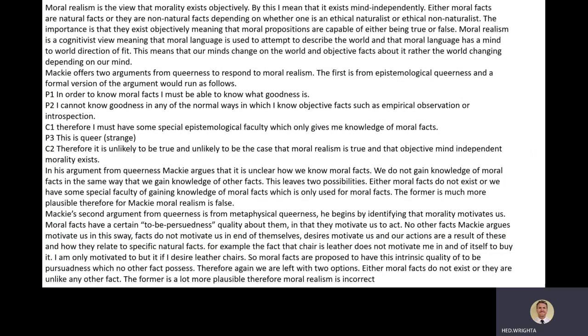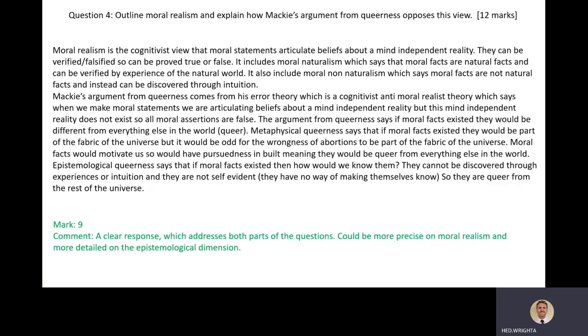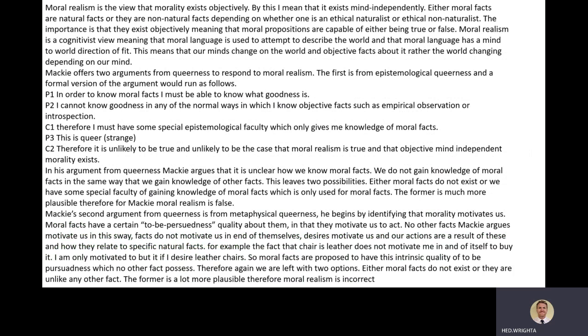Okay, this is still question 4, a 12 marker, but very different in length. But don't let that fool you. Moral realism is the view that morality exists objectively. By this, I mean that it exists mind independently.